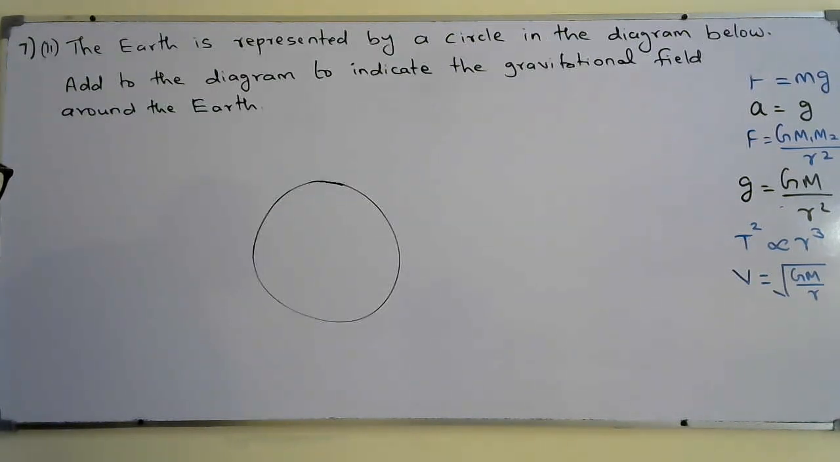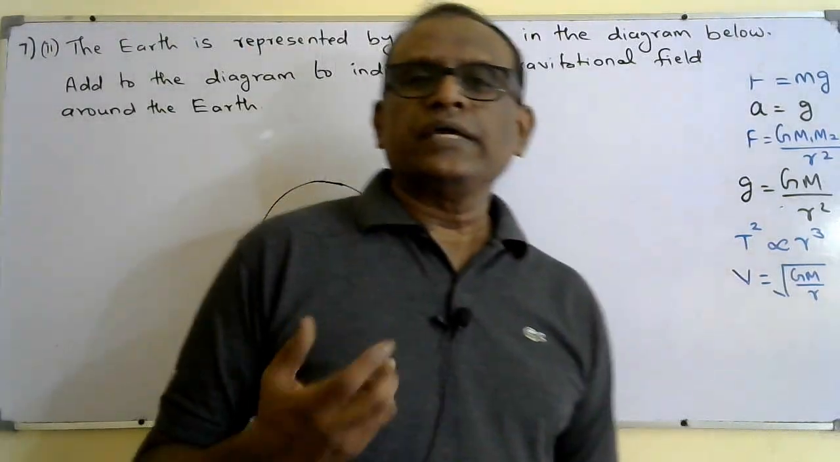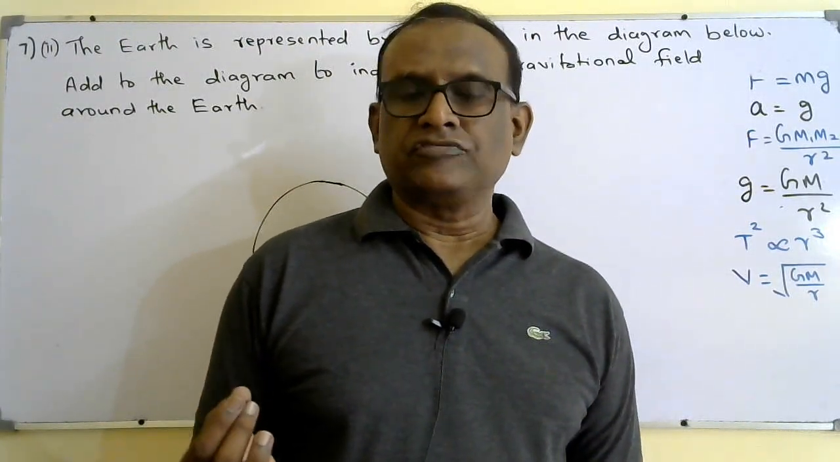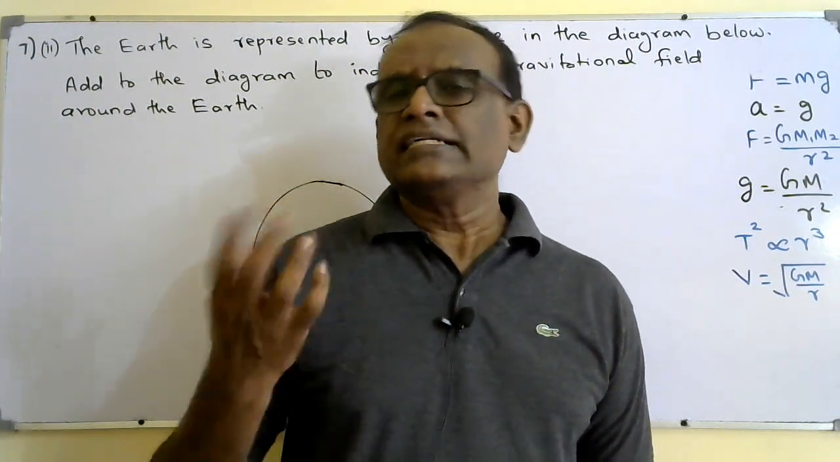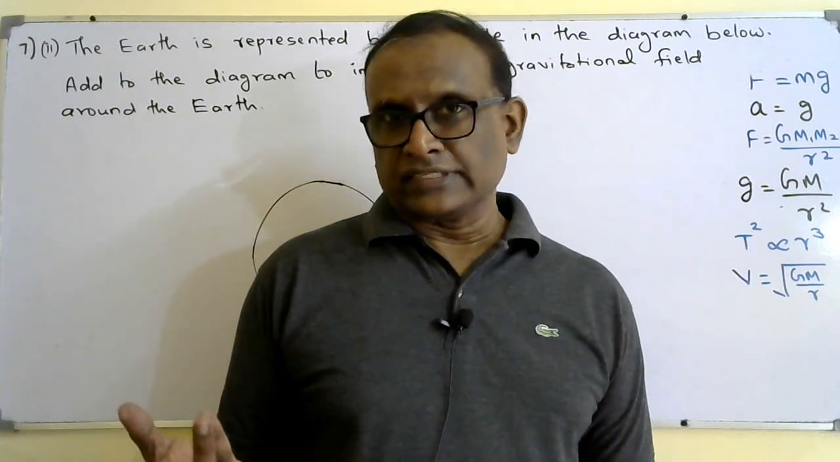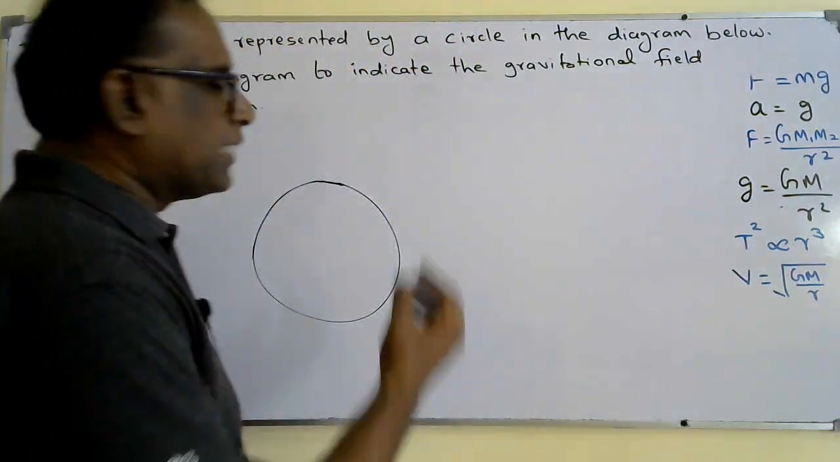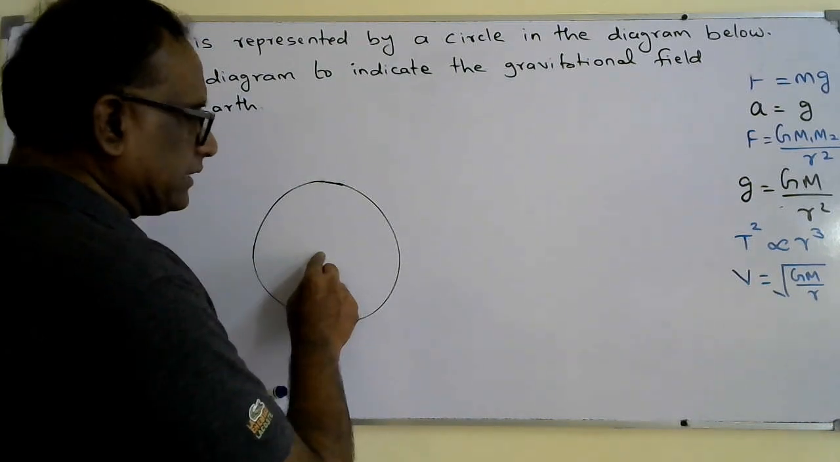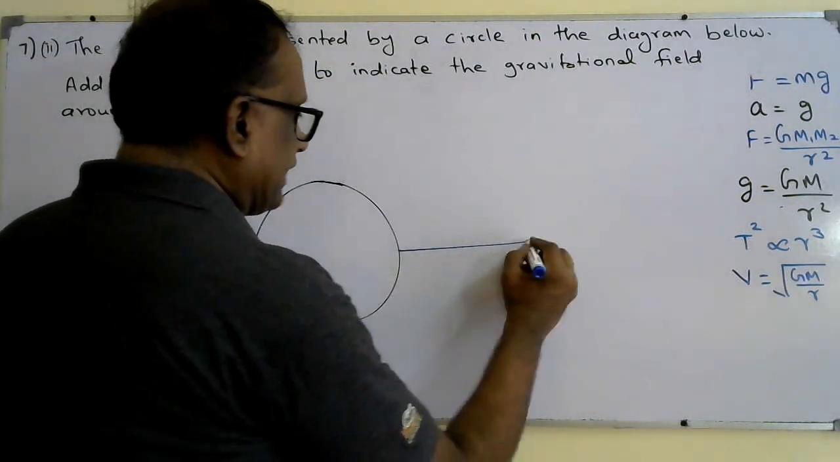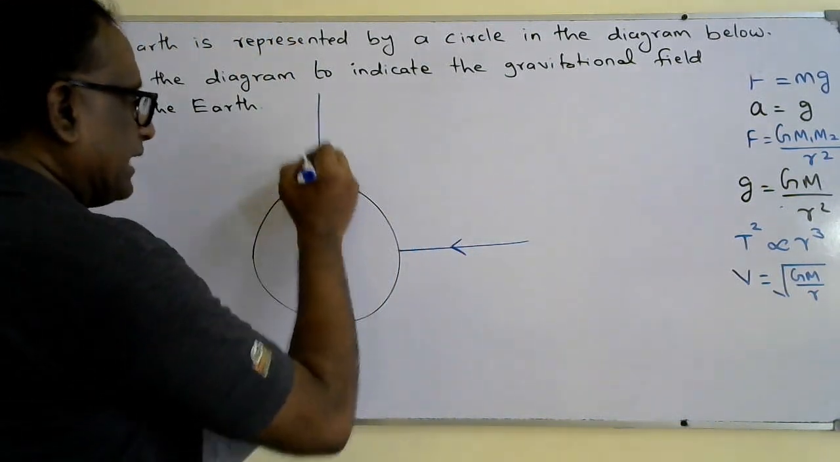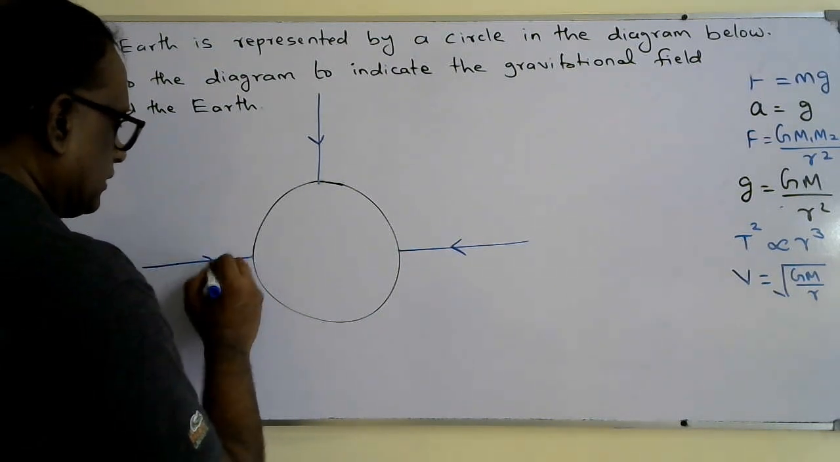Okay, so the Earth is represented by a circle in the diagram below. Add to the diagram to indicate the gravitational field strength. So how do we identify the gravitational field? The direction of the gravitational force acting on a test mass indicates the direction of the gravitational field. If I keep a test mass, a tiny mass, it will be pulled by the Earth, so the force will be towards it. So always the gravitational field lines are towards the center of the planet. Draw a few lines, symmetrical.